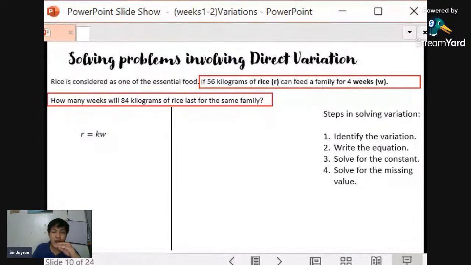Okay, so we know already the first statement. So we're going to look for the value of K. What is the value of K? Hindi ko na ipapakita yung value of K here. So the first statement is 56 kilograms can feed a family for 4 weeks. What is the value of K?